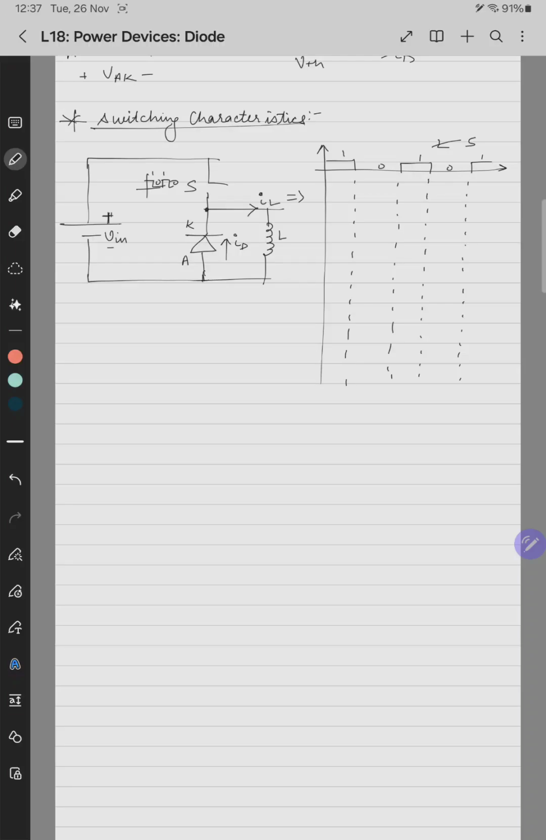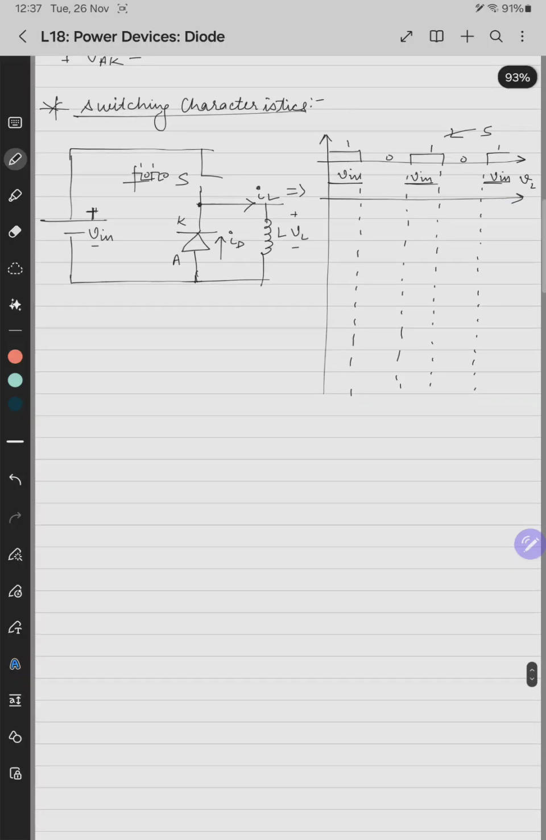In that case, the diode will be turned off and the switch will be on. Thus the inductor or the load L will get magnetized through the input current. Let's say this is VL. When the switch is on, VL is Vin, like this. This is Vin, this is Vin, this is Vin. And when the switch is off, let's assume that the inductance is very high. If inductance is very high, let's assume that the inductor current is an almost smooth waveform like this.